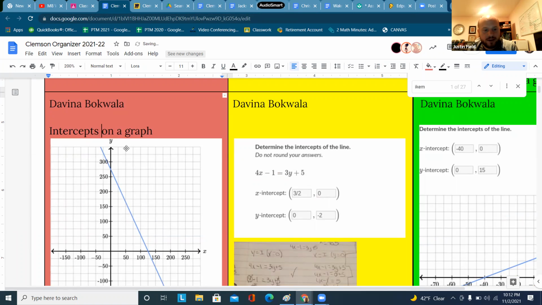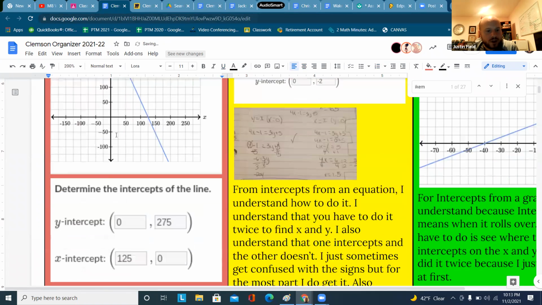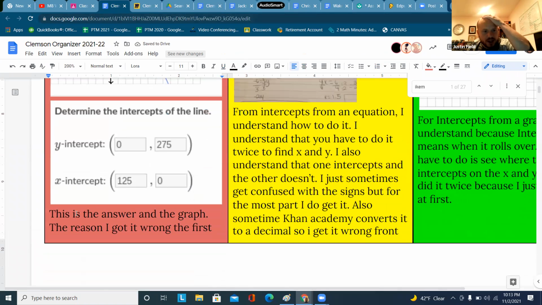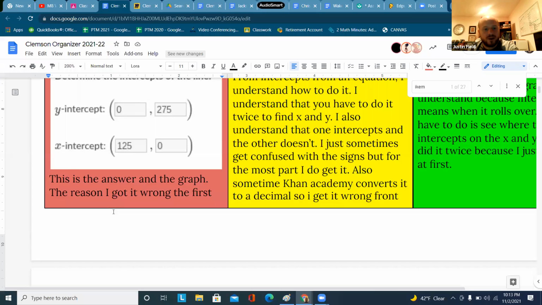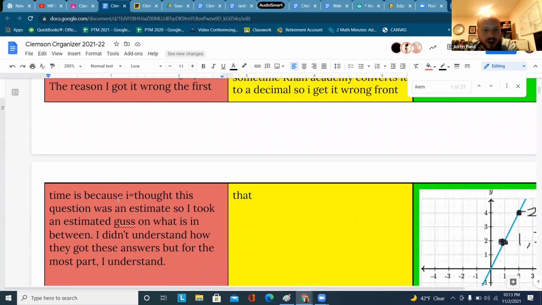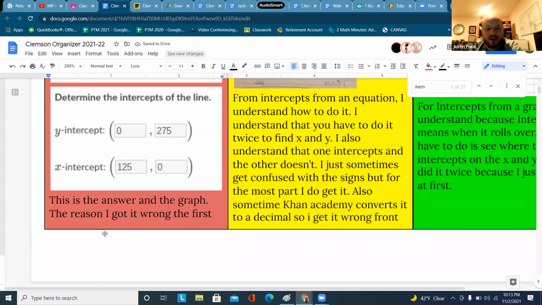Intercepts on a graph. Okay, so what's the question here? This is the answer in the graph. The reason I got it wrong first time is because I thought this question was an estimate. So I took a guess on what's between. I don't understand. Yeah, okay, so that makes sense.